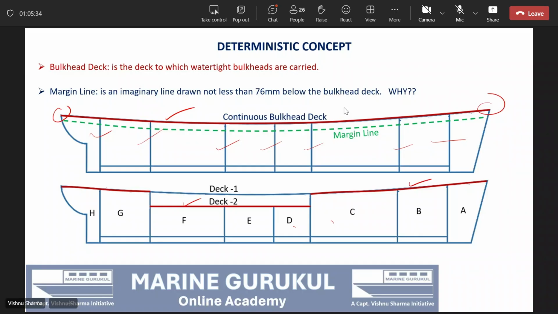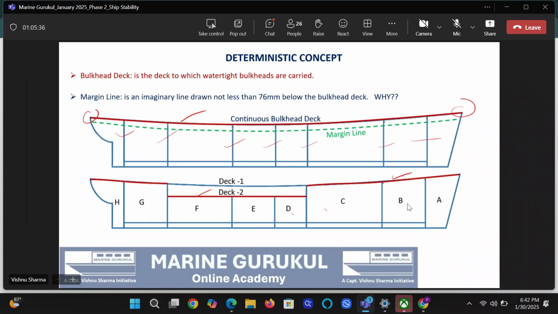In the second case, the margin line will be drawn with respect to each of the respective bulkhead decks. So the margin line in this part is drawn with respect to this bulkhead deck. Here it is with respect to deck 2, and here again with respect to deck 1. So guys, the bulkhead deck is the deck to which the watertight bulkheads are carried, and the margin line is not physically drawn, it's an imaginary line drawn at a distance of not less than 76 mm below the bulkhead deck.